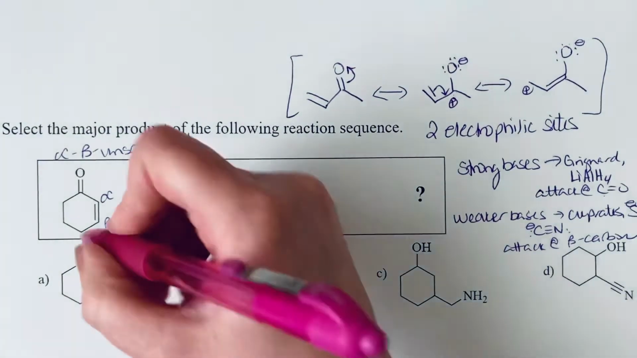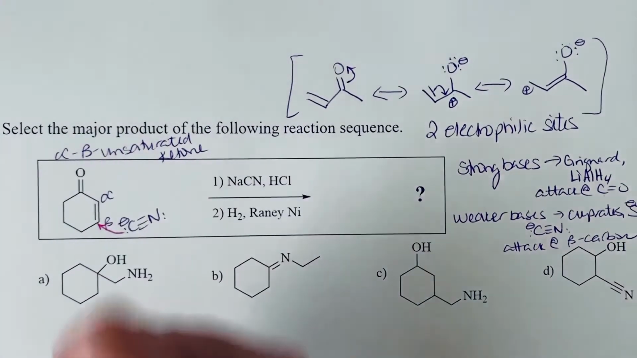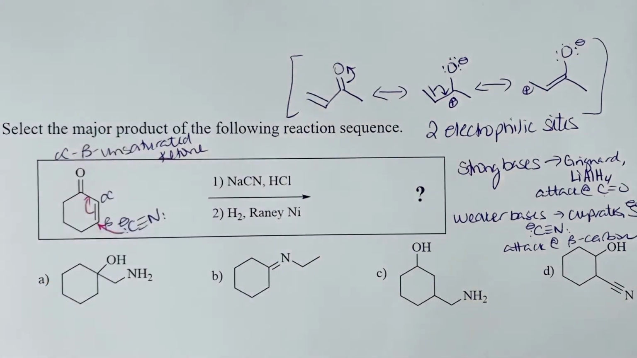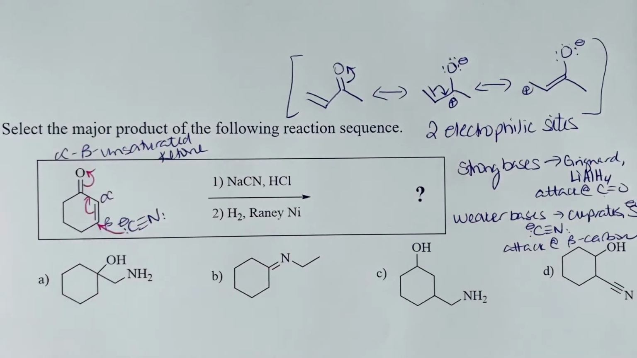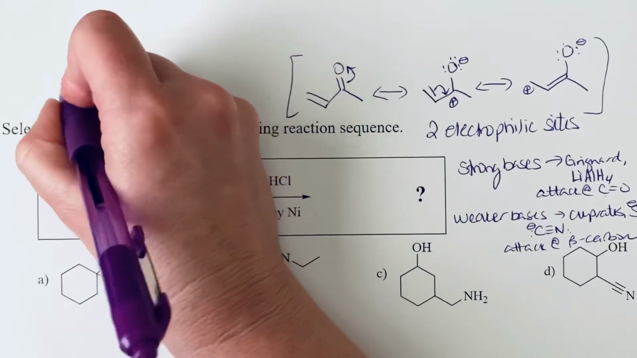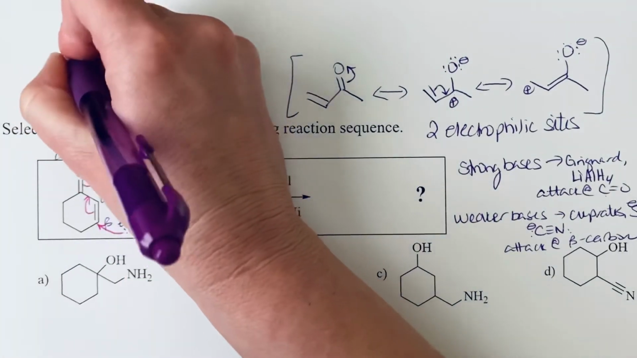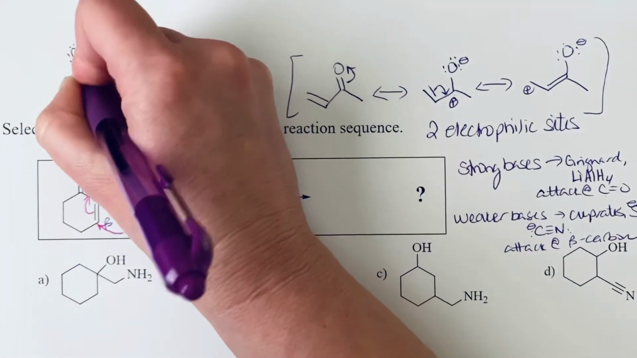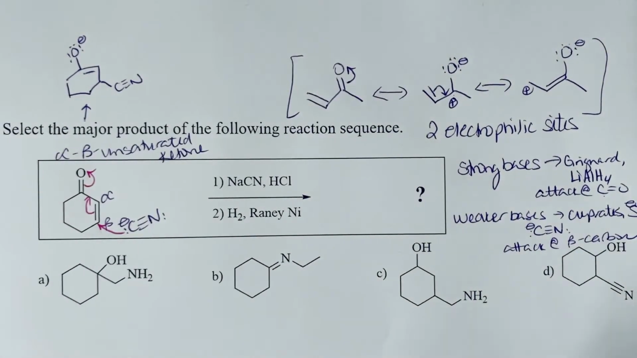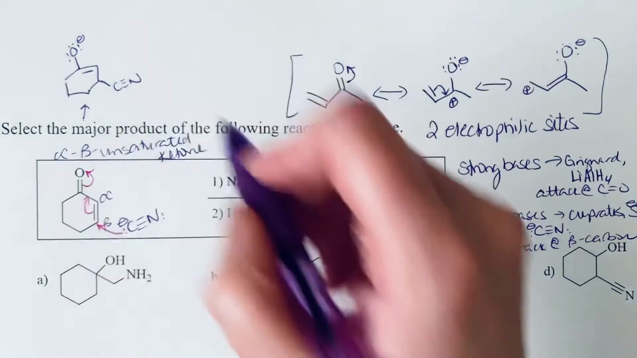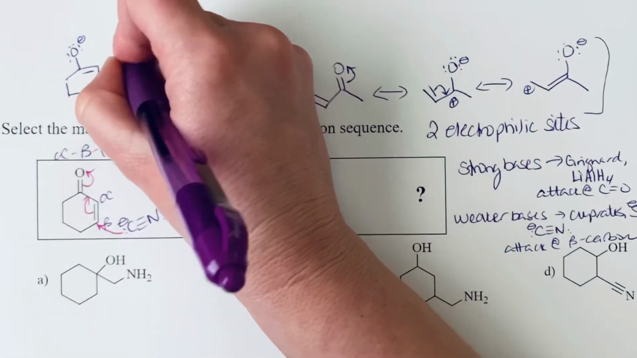If it attacks that beta carbon, we're going to push these pi electrons, and then push the pi electrons from the carbonyl bond onto the oxygen. Let's take a look at what that gives us. We see an oxygen with a negative charge, and we have added the cyano group. This is under slightly acidic conditions, so we do have an acid in solution. I'm just going to write H+.